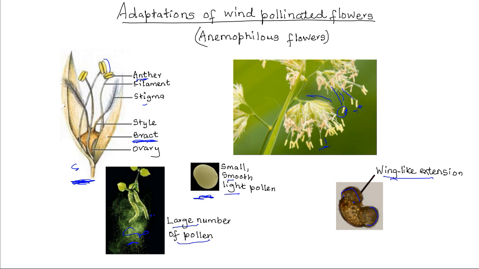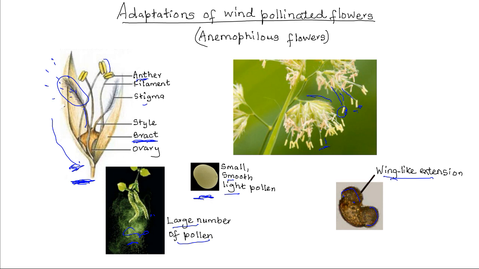Another feature is that the stigmas also do protrude outside the flower. Like in this flower here, see the stigma protruding outside the flower on long styles where they can easily catch pollen. So if there are any pollen grains in the air, they'll be trapped by these protruding stigma.